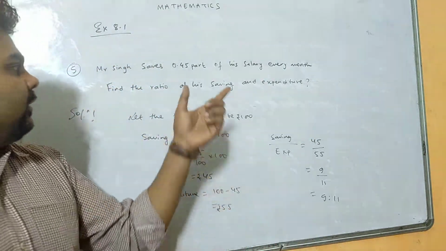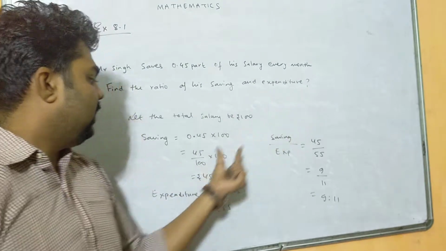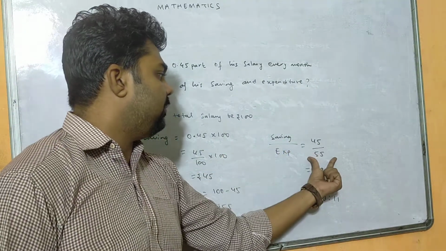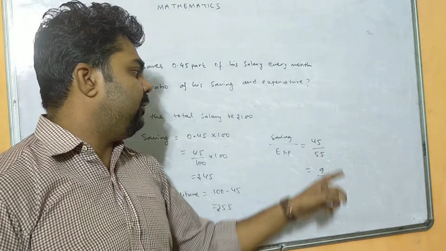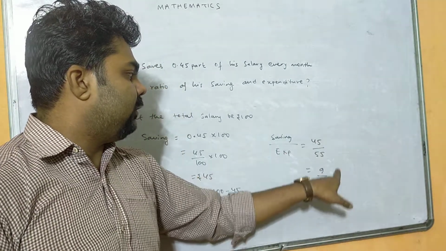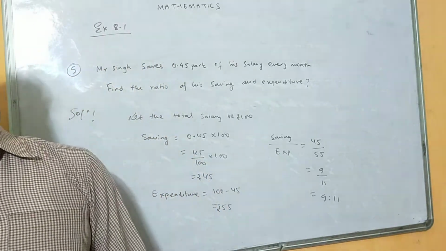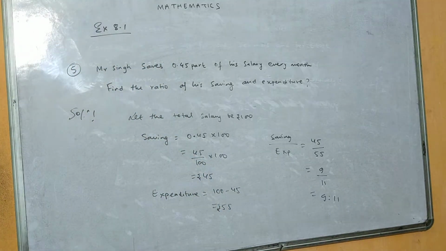So in the question they are asking, find the ratio of saving and expenditure. How much is the saving? 45. How much is expenditure? 55. So 45 by 55. So 5 is a common factor. 5 9s are 45, 5 11s are 55, so 9 by 11. 9 by 11 can be written as 9 is to 11, right? So this is the ratio of saving is to expenditure.